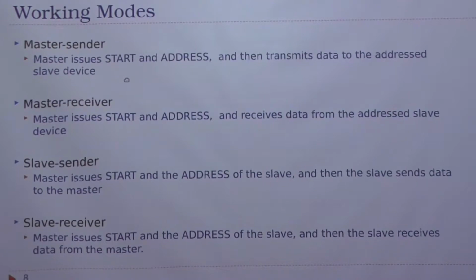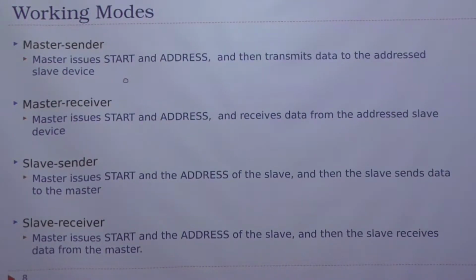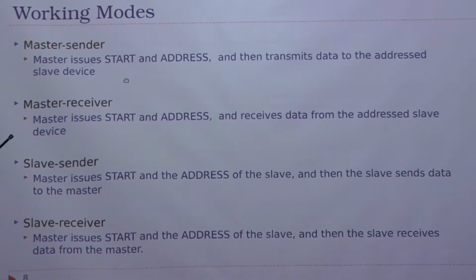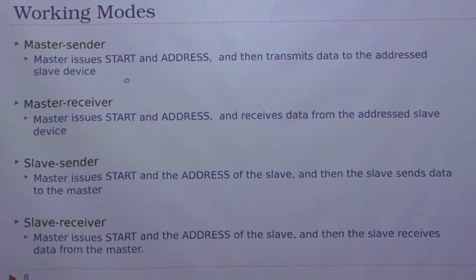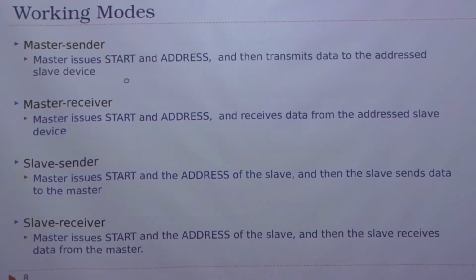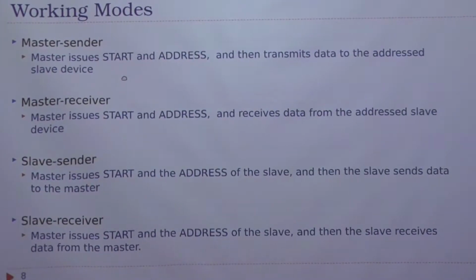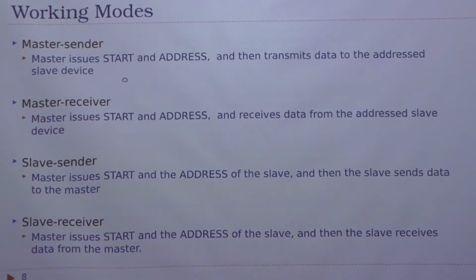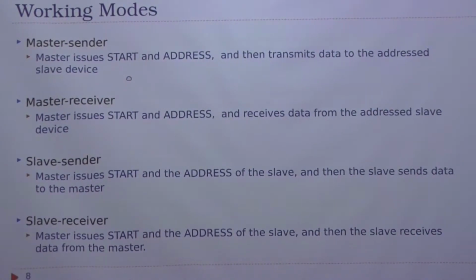So you have a few working modes with I squared C. The master and the slave can both act as a sender or a receiver. I'm not completely sure why it needs its own slide, because this should be implied from the fact that we've been talking about both masters and slaves sending and receiving stuff. But perhaps it's the order in which the operations happen.